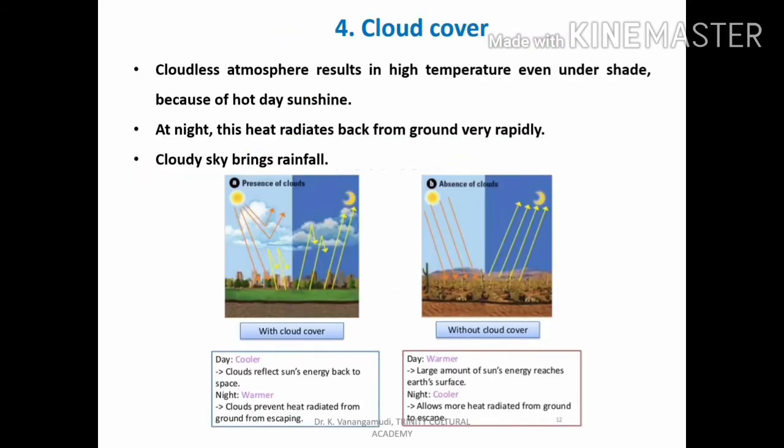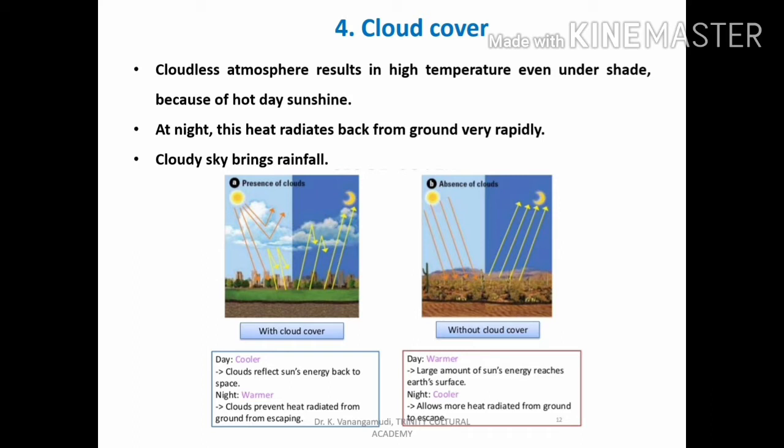Well friends, the next factor is cloud cover. A cloudless atmosphere results in high temperature even under shade because of hot day sunshine. At night, this heat radiates back from the ground very rapidly. A cloudy sky brings rainfall. There are 2 images provided here. In the first image, where the cloud cover is there, the day is cooler because the clouds reflect the sun's energy back to space, whereas at night the climate is warmer because the clouds prevent heat radiated from the ground from escaping.